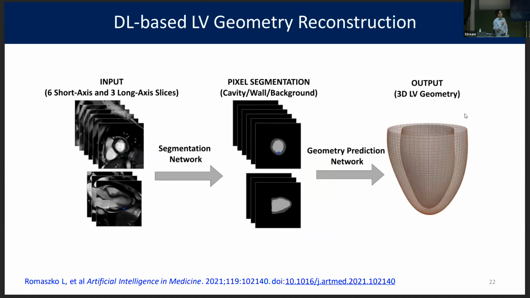So, the deep learning based geometry reconstruction. Here we use two neural networks. The first step is the segmentation, and the second part is the reconstruction. The inputs are the images directly, and the output is the geometry to build the finite element mesh. That completely bypasses the human operator.